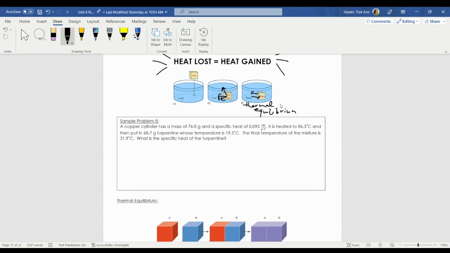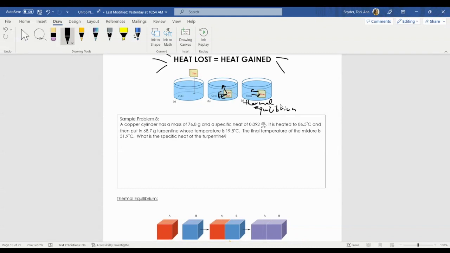So let's take a look at sample problem 8. A copper cylinder has a mass of 76.8 grams and a specific heat of 0.092 calories per gram degrees Celsius. Calories is just another unit for heat. It's heated to 86.5 degrees Celsius and then put in 68.7 grams of turpentine whose temperature is 19.5. The final temperature of the mixture is 31.9. What is the specific heat of the turpentine?